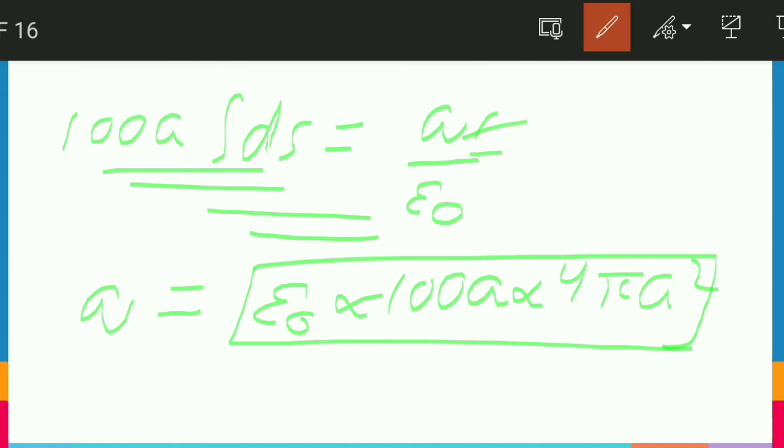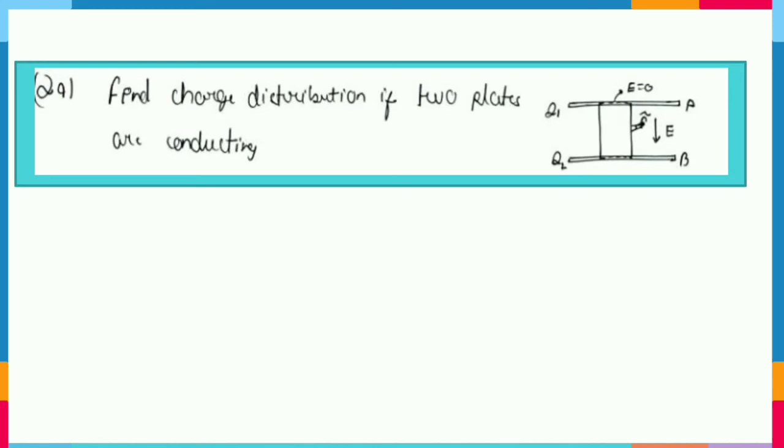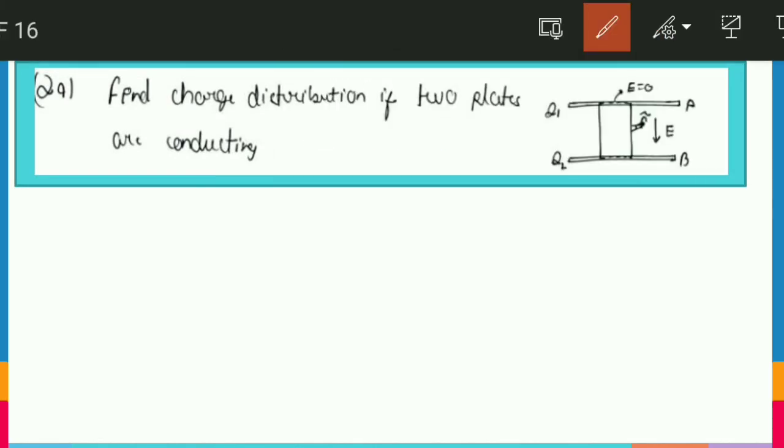So friends, let's move to the next question. Yes friends, let's see this question, a little bit interesting one.